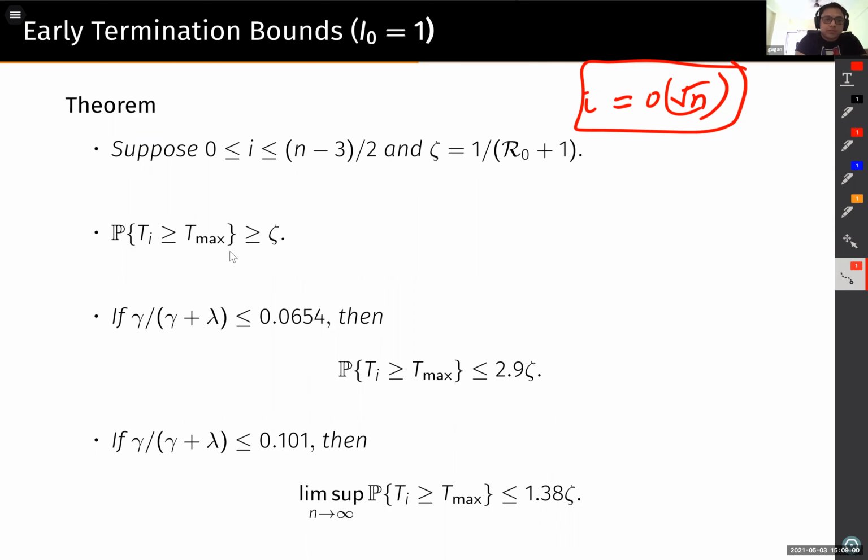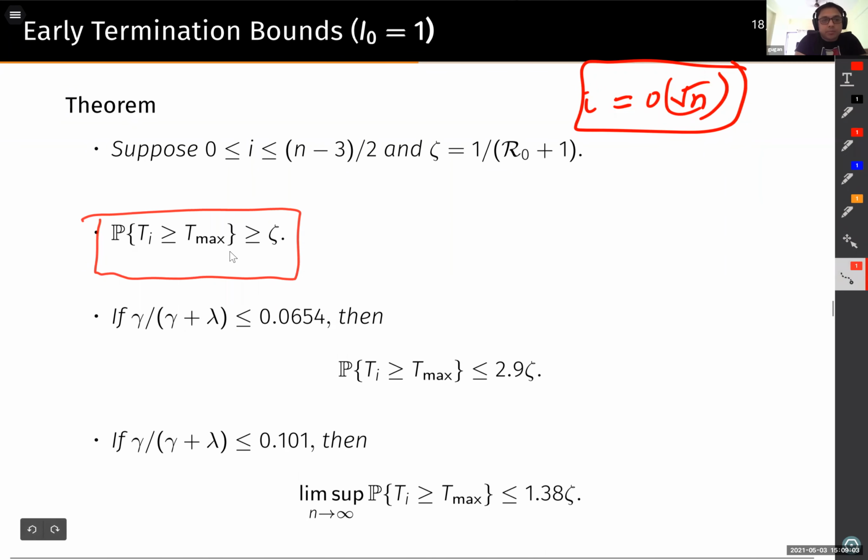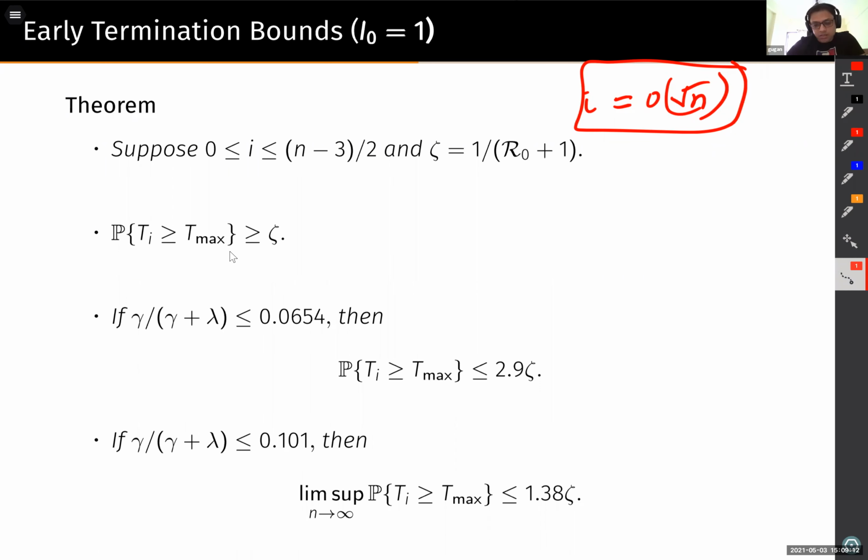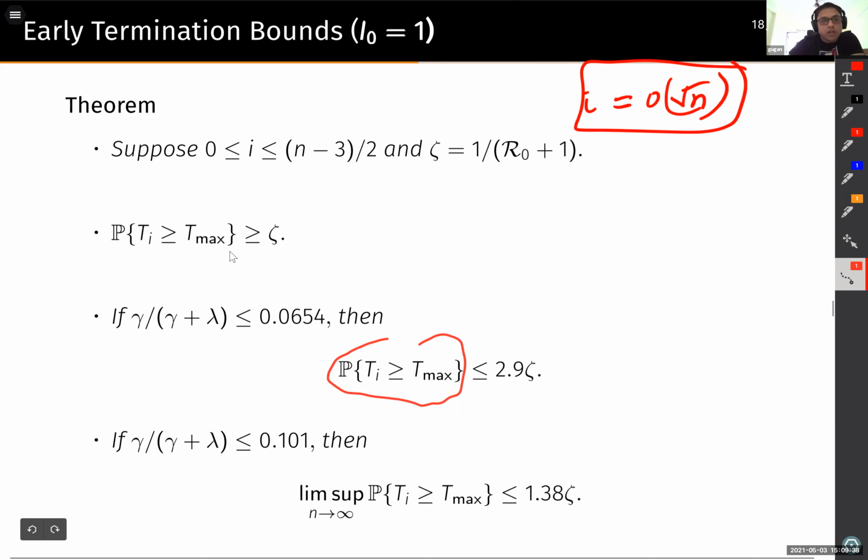The first of our results says that if you look at the probability that T_i is greater than T max, then just by looking at the event that the disease dies out in the first instance, and observing that I zero is one, if this person recovers, then the disease basically ends. The probability of this event is precisely zeta, so this inequality holds. This is a lower bound, and then we ask, can we obtain an upper bound for this probability that somehow matches this?